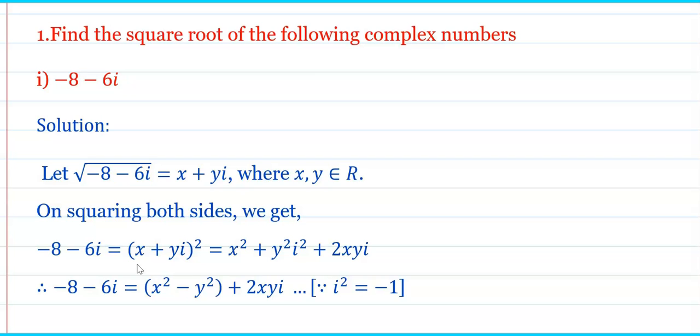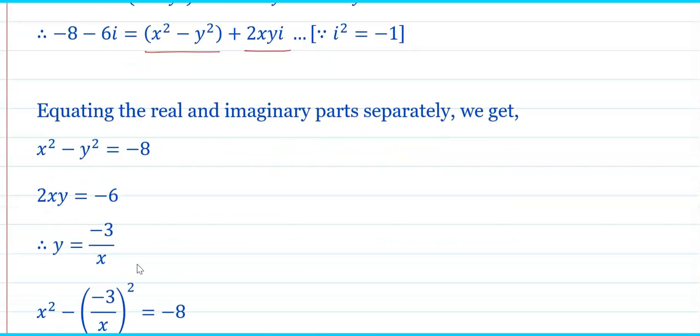(x plus iy) whole square. x plus iy whole square means what? x square plus y square i square plus 2xyi, where now here i square is minus 1. Therefore you will get here x square, and i square means what? Minus 1. That is x square minus y square. This is the real part, and 2xyi is the imaginary part. Okay, now equating the real and imaginary parts, then here you will get x square minus y square is equal to minus 8.